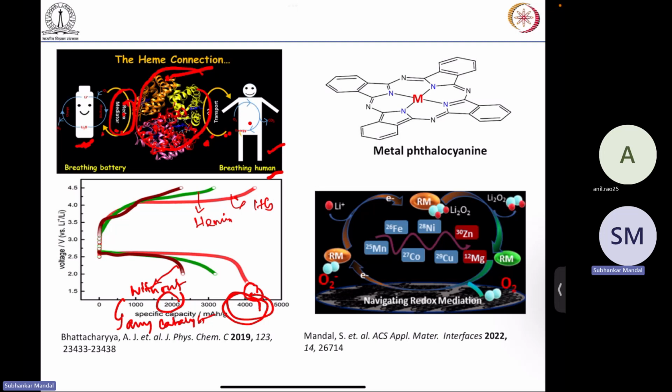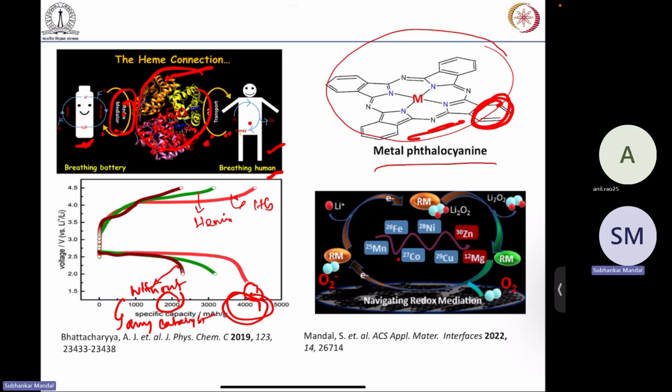After that, in the porphyrin, I think we know the hemin structure. This is a similar kind of structure. This is the metal phthalocyanine, which is a well-known compound for color or dye material. And this is hemin. If you know the structure from biochemistry, it is a similar kind of structure, but in hemin the benzene ring is not there.